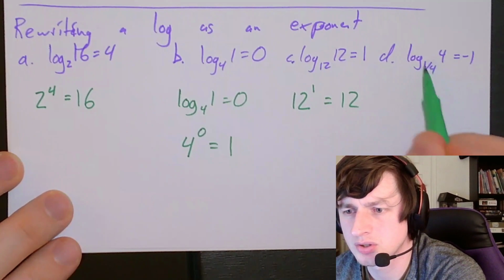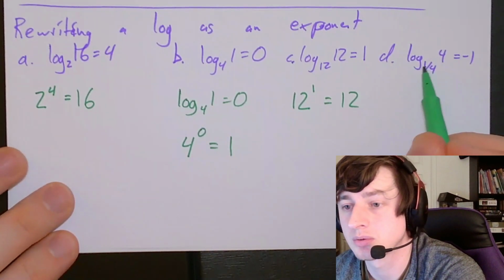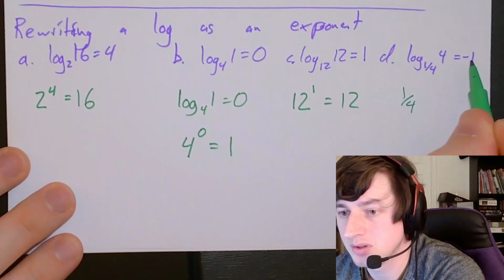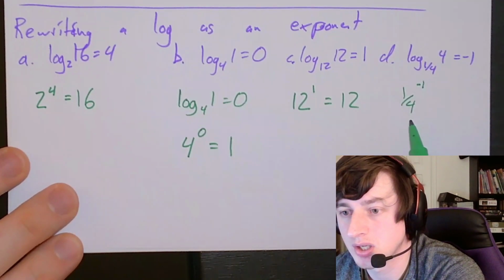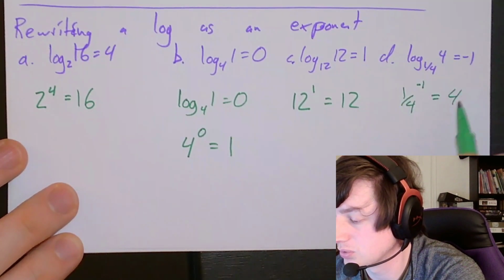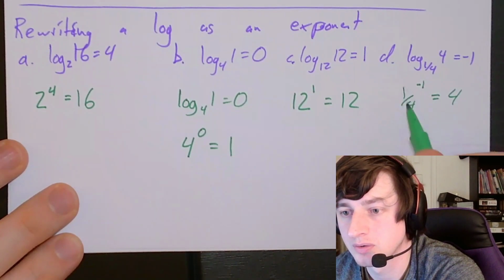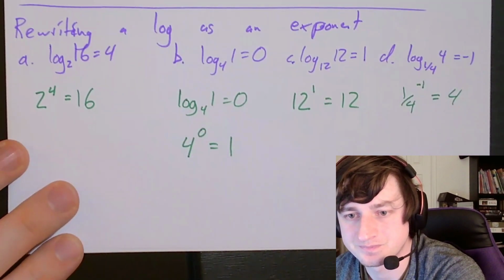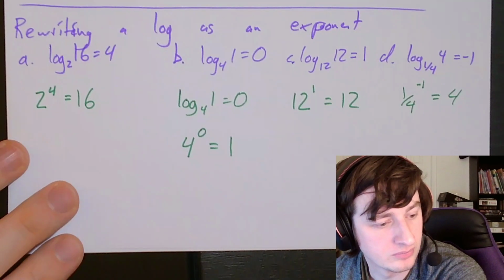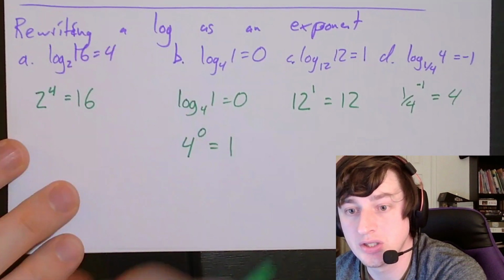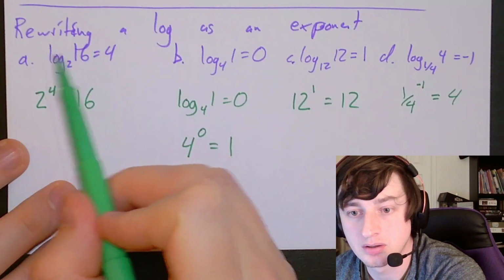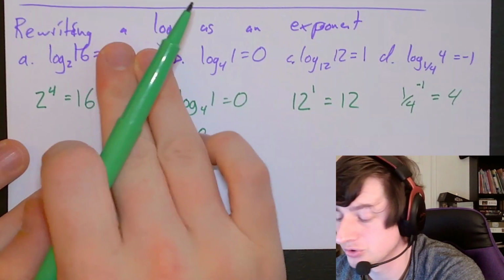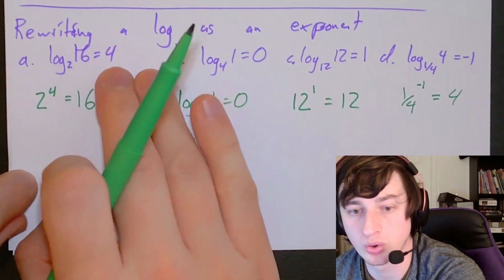Okay, this one looks tricky maybe because there's a fraction involved and a negative. What we're saying here is the base is a quarter. The exponent of that fraction is negative 1, and that is equal to 4. A quarter to negative 1, we flip this over. Negative exponent means we make a fraction out of it, and it becomes 4. Calculators are really good at calculating this without knowing the exponent. Your calculator will do log base 2 of 16 and give you 4.